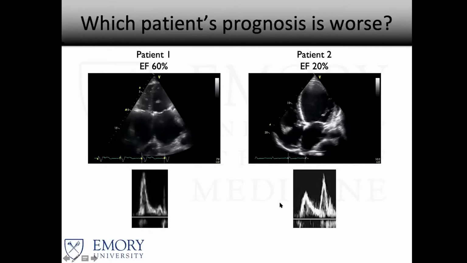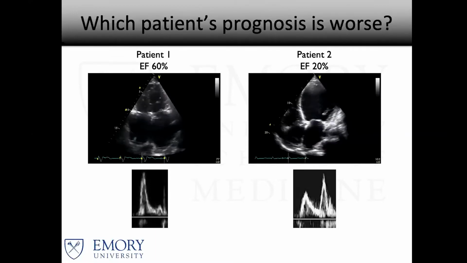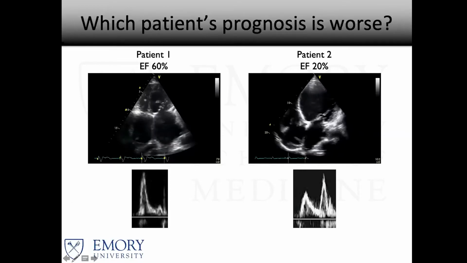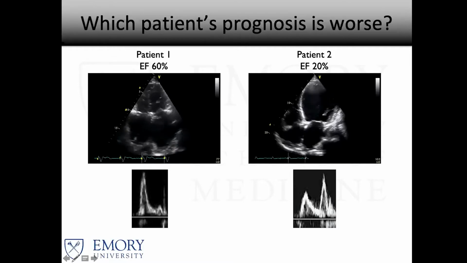It turns out that looking at the mitral inflow and grading diastolic function has very powerful prognostic value. And the person with a restrictive filling pattern, even though the ejection fraction is normal, probably has a worse prognosis than the person with a lower ejection fraction and only a mild to moderate diastolic abnormality, lower filling pressures.